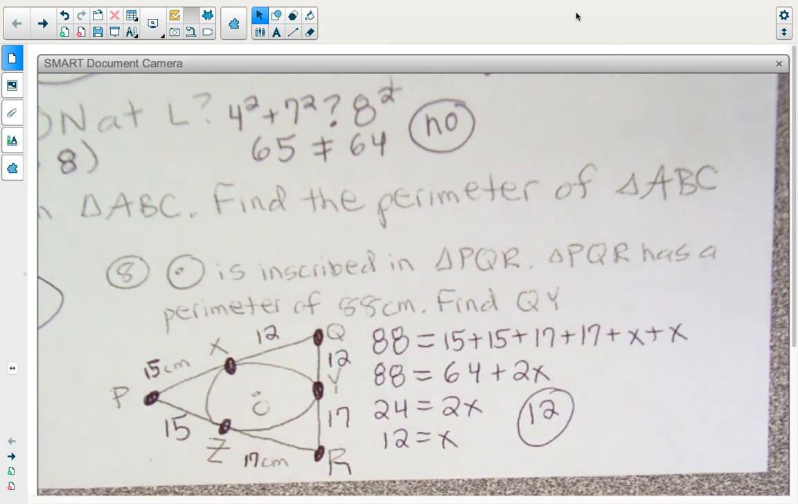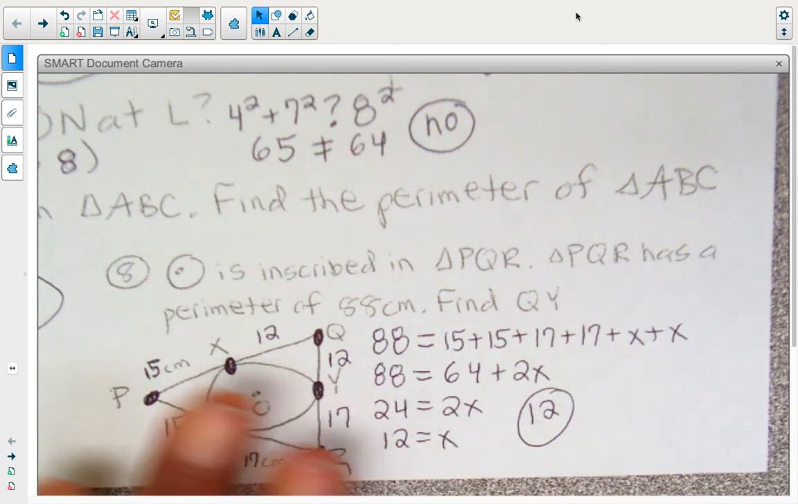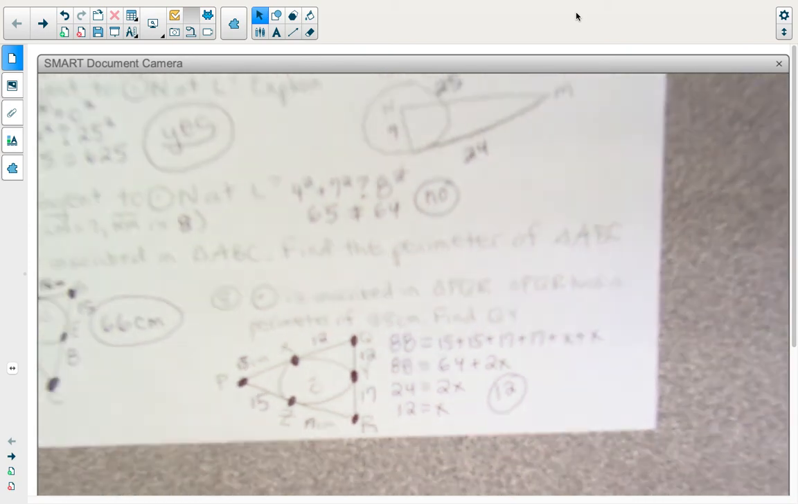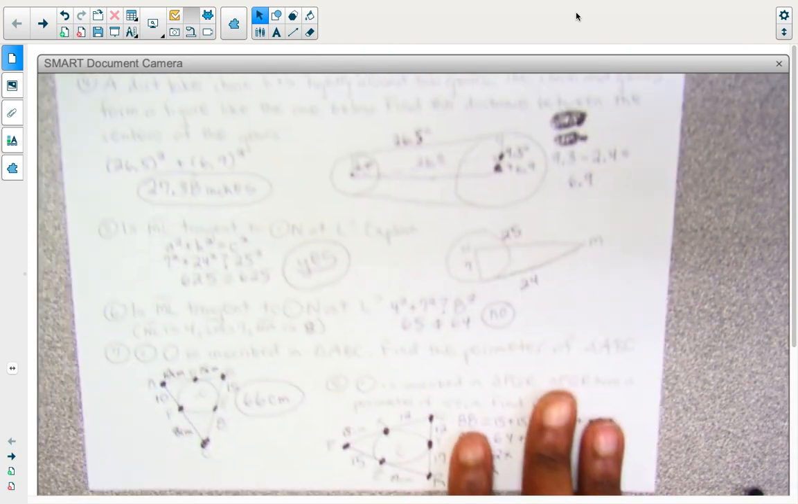So three things that we did today. The first thing we learned was points of tangency. Points of tangency make a 90-degree angle when they intersect the circle, so you can set that up and find your missing degree. We also can figure out if three numbers make a right triangle by setting it up and doing the Pythagorean Theorem and seeing if it works out. And the last part that we just did with these two problems, we took a look at two segments tangent to a circle from a point outside of the circle.